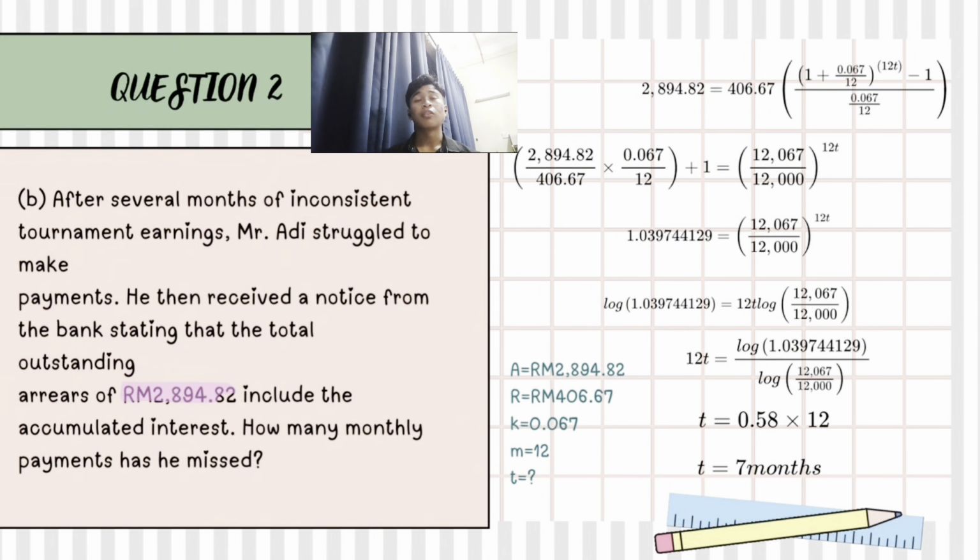So, let's move on to the final question, which is B. After several months of inconsistent payment like this, Mr. Adi struggled to make payments. He received a notice from the bank stating that the total outstanding arrears of 2,884 ringgit Malaysian at 52 cents include the accumulated interest. How many monthly payments has he missed?